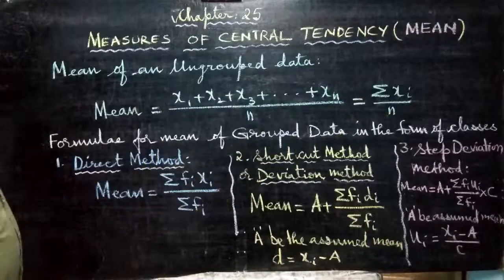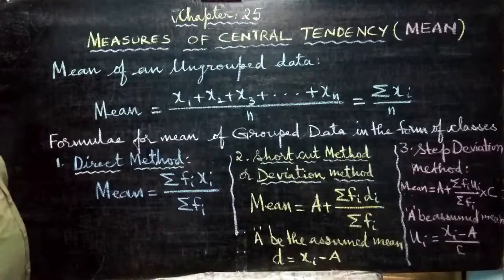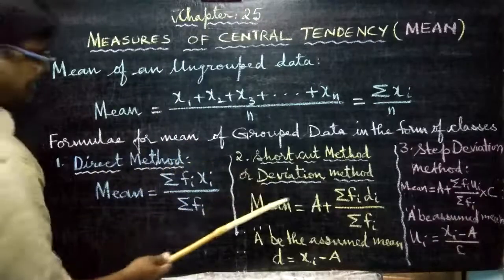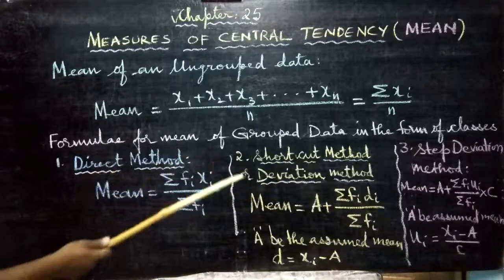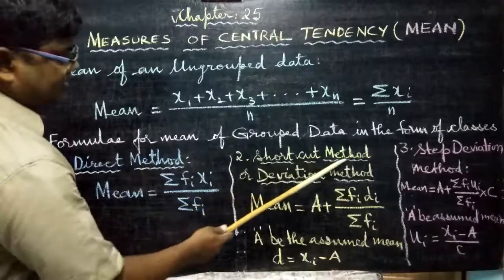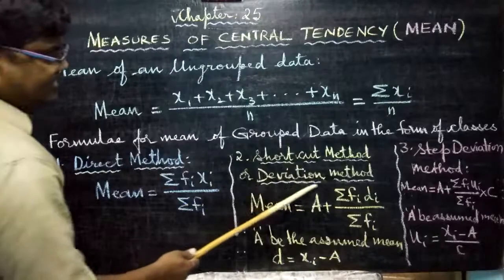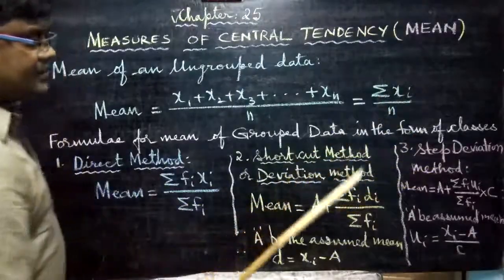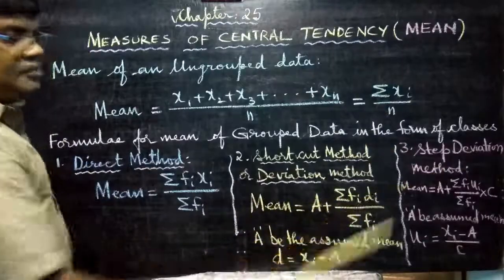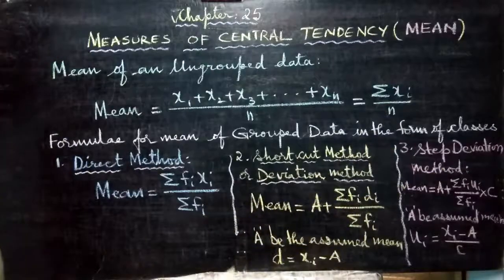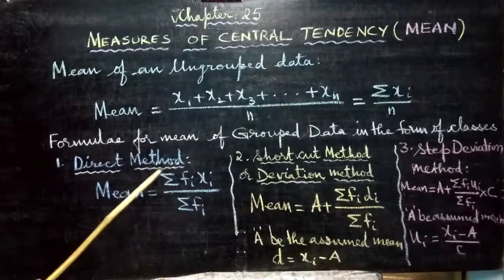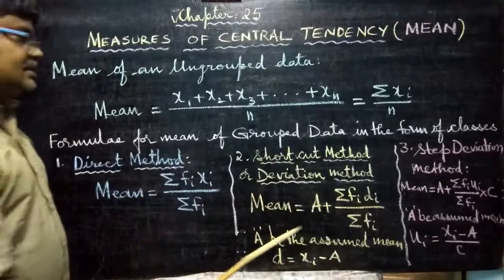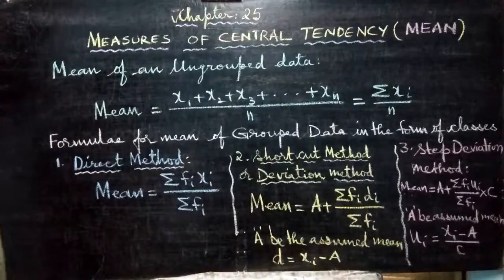Coming to the grouped data, there will be class intervals, lower limit, upper limit. There are 3 methods here. First one is direct method, second one is shortcut method, or we can call it deviation method, and third one is step deviation method. These 3 are very, very important. These 3 methods we have to learn. If they mention a particular method by name, we have to use only that method. If they did not mention, it is our will and wish.